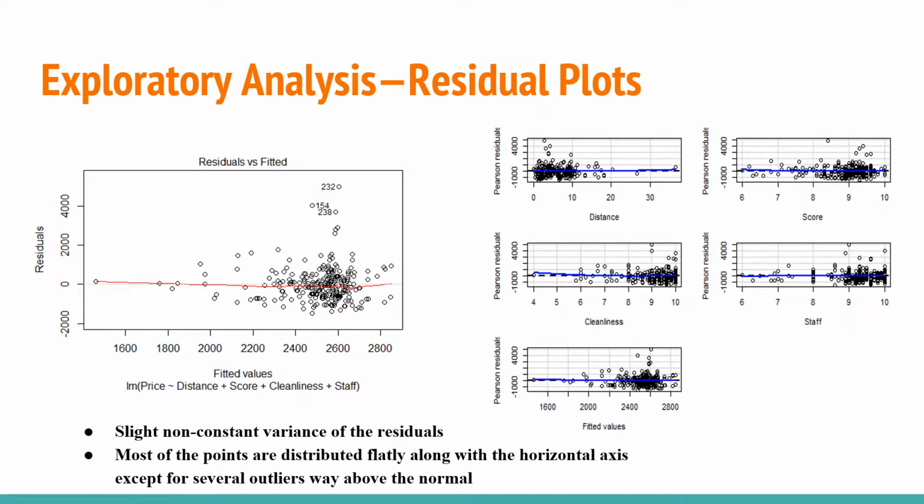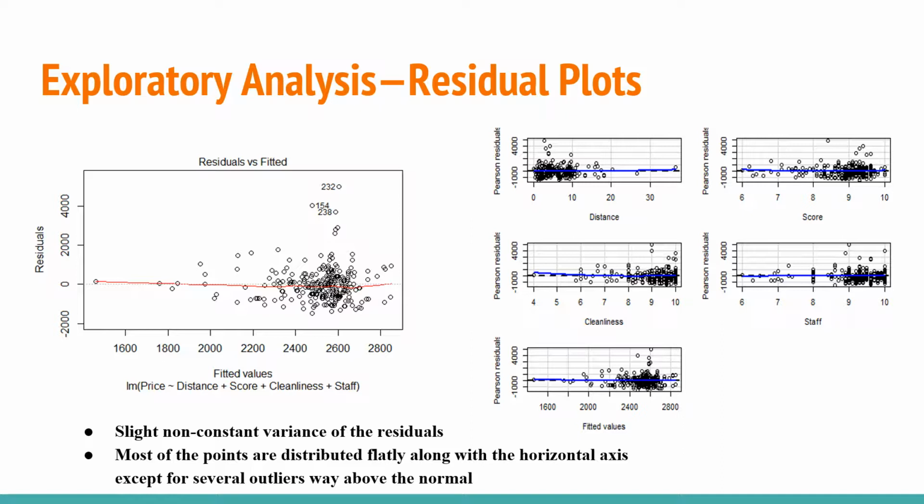In addition, we did residual plots before and after dropping the 3 variables mentioned before. As we can see, the points in the residual plot are randomly dispersed around the horizontal axis, with only a few outliers. We can see that this linear regression model is appropriate for the data. We just have to deal with the slight non-constant variance of the residuals.